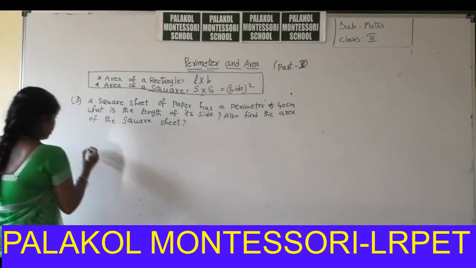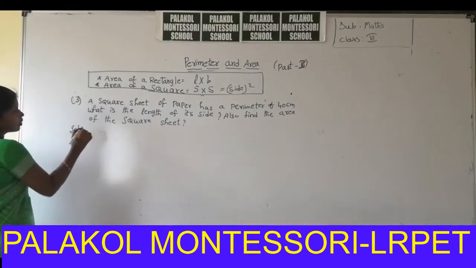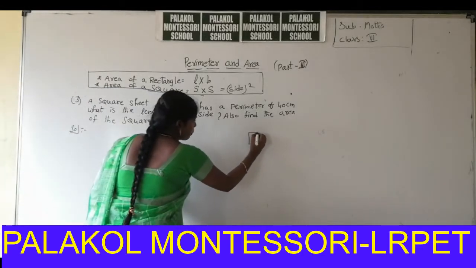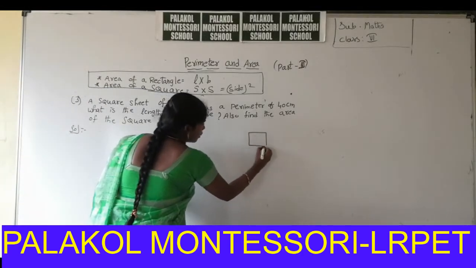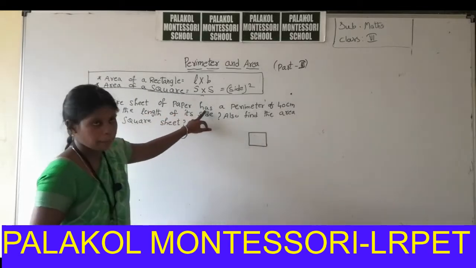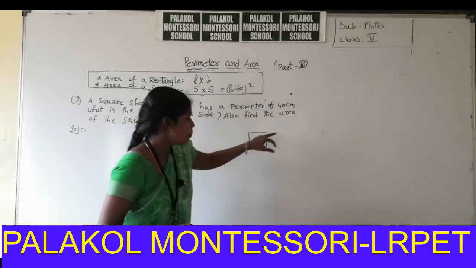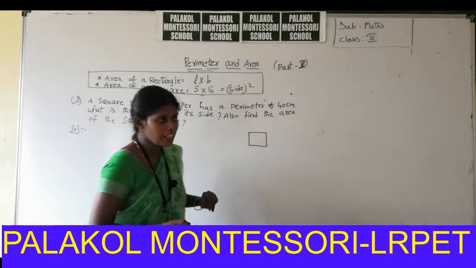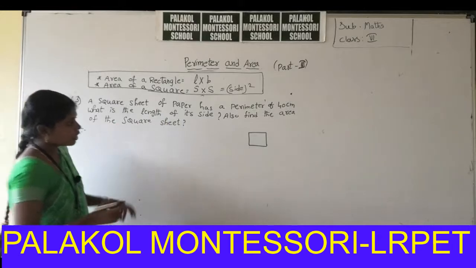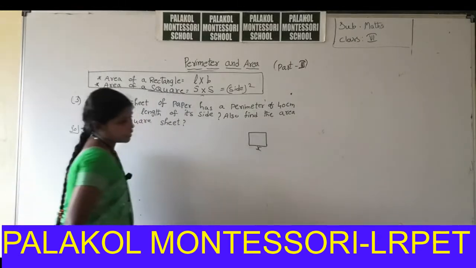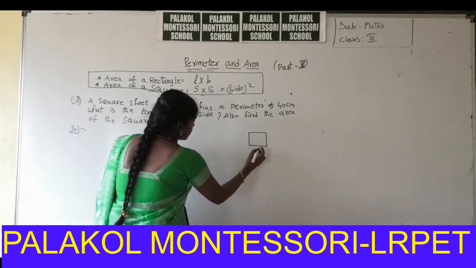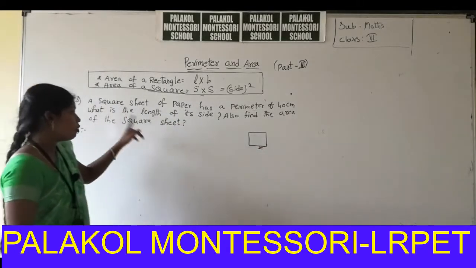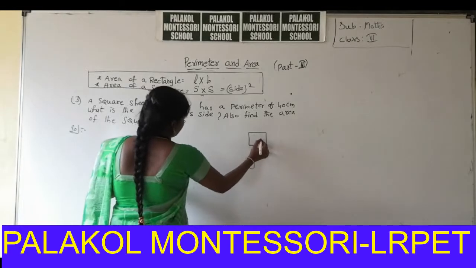So, solution. A square sheet paper has a perimeter. Perimeter is nothing but the boundary. The boundary of this shape is 40 centimeters. So, we can find the length. We don't know the length, that is nothing but S. So, we don't know the length of the side and also the area of the square sheet.